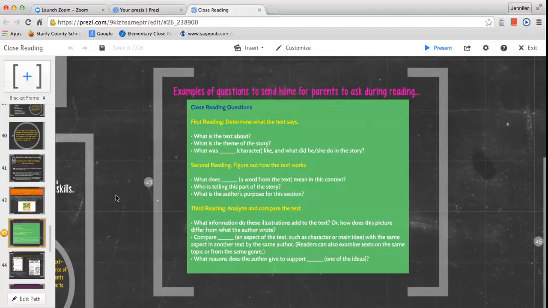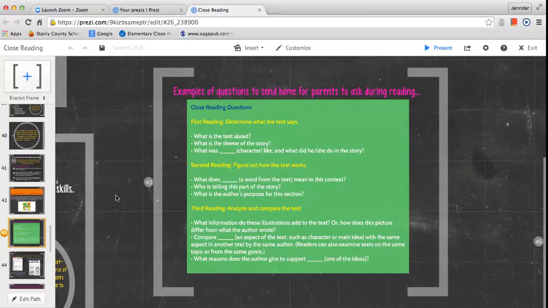For example, to help them out for a first reading to determine what the text says, they could ask questions such as, what is the text about? Or what was the character like and what did they do in the story? A second read is to figure out how the text works. So asking questions such as, who is telling this part of the story? Or what is the author's purpose for this section?